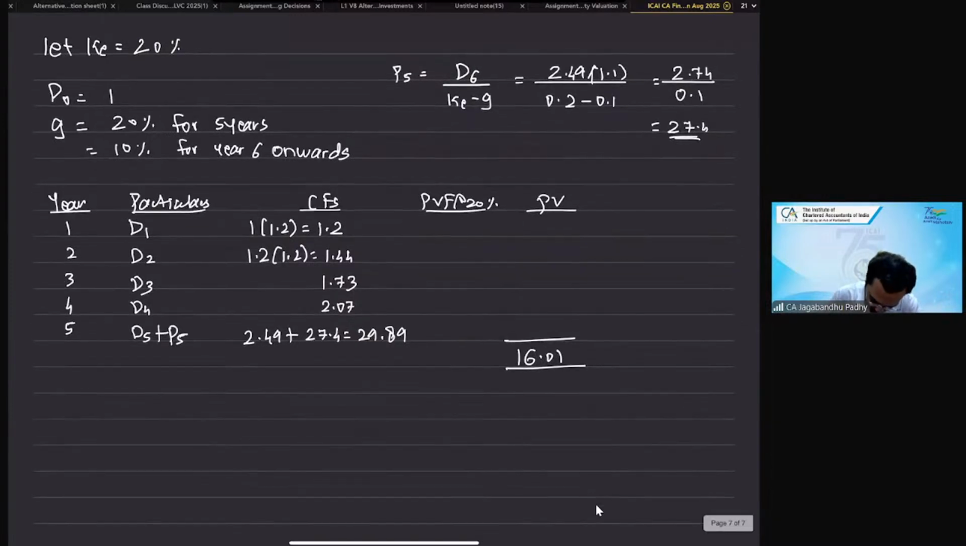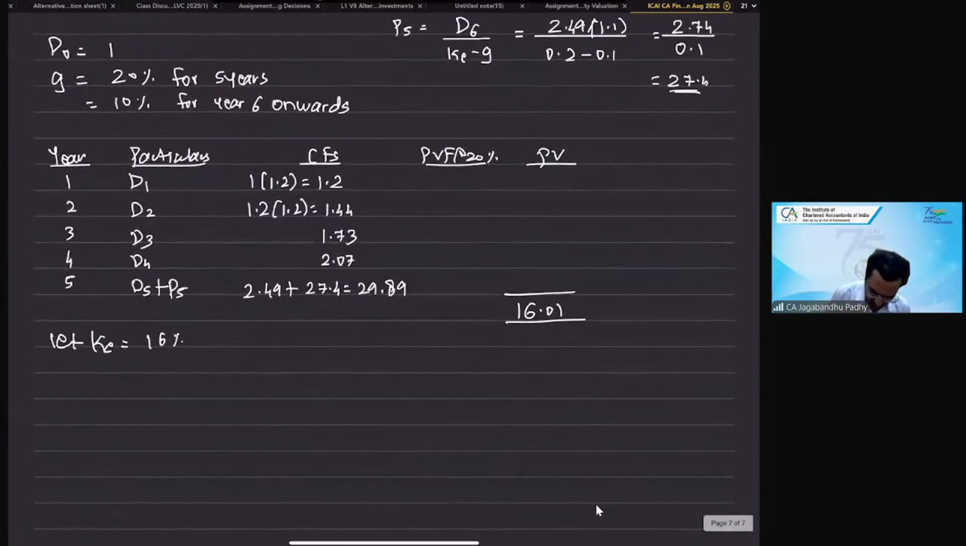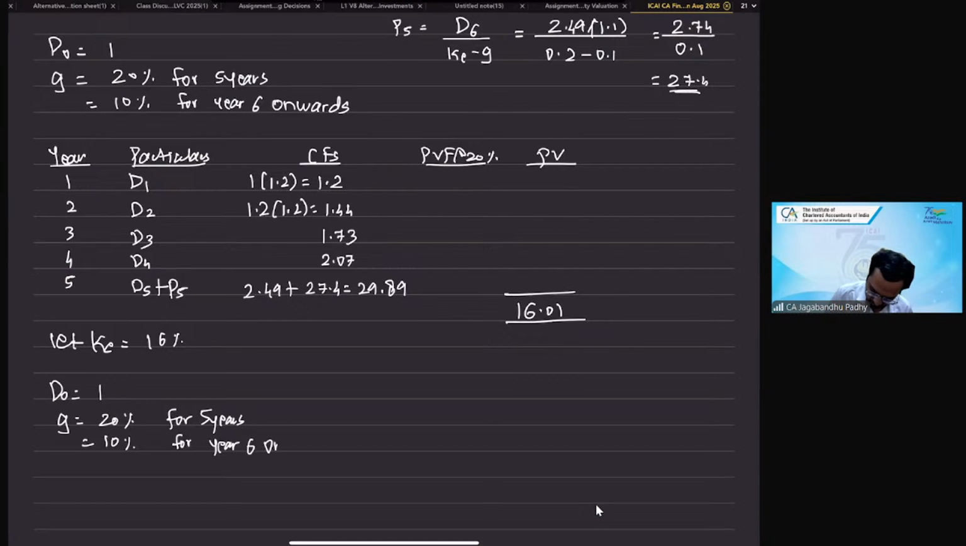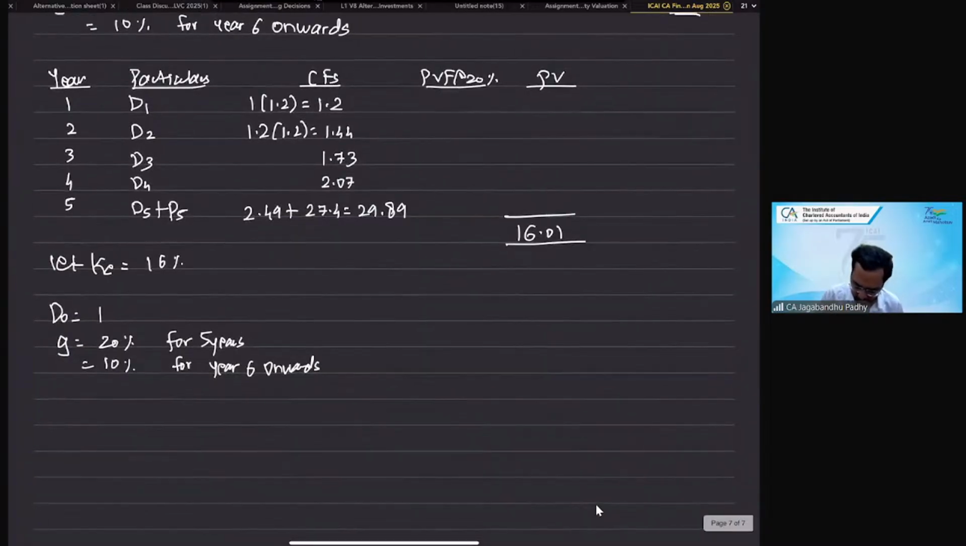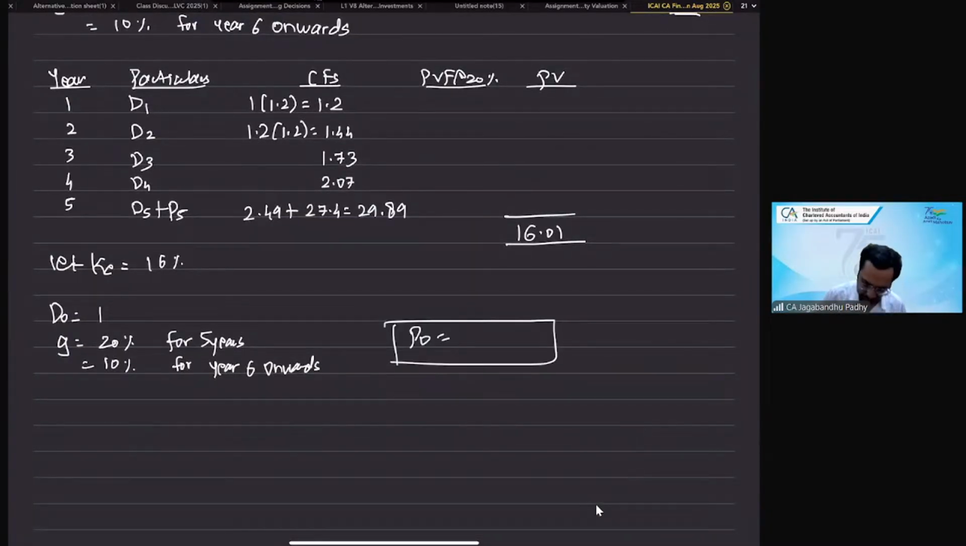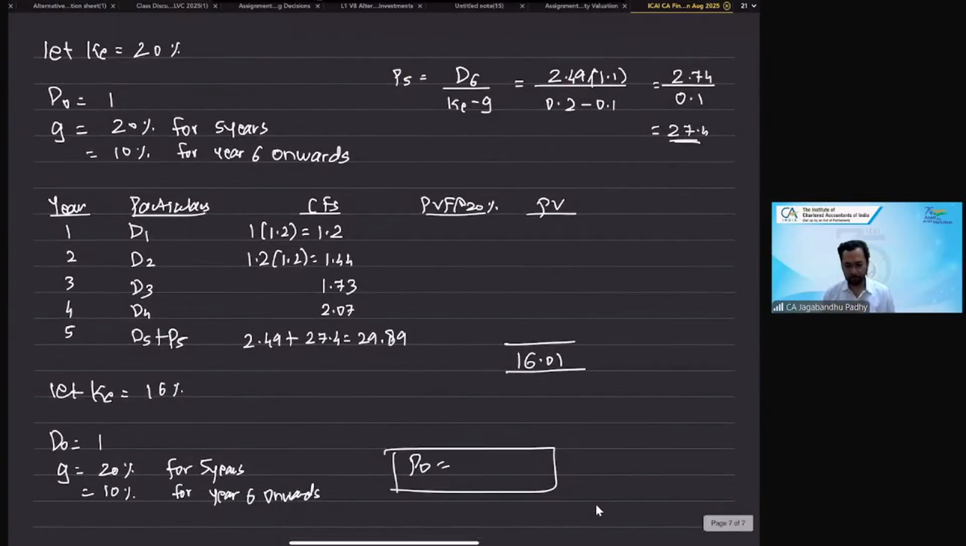Okay. So let KE be, suppose, 18%, or let's keep it 16% also. Let KE be 16%. So here in this case, dividend is 1. Growth rate, the story remains the same, 20% for 5 years, and 10% for year 6 onwards, right? So using all these particulars, give me the price of the share, guys. Can we do this? Similar line. At 16%.